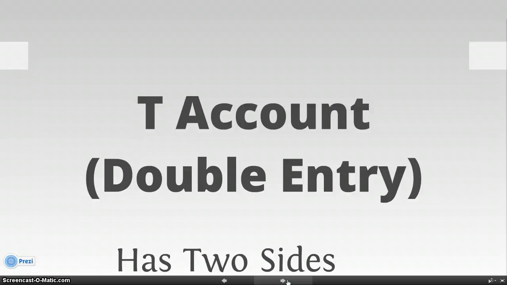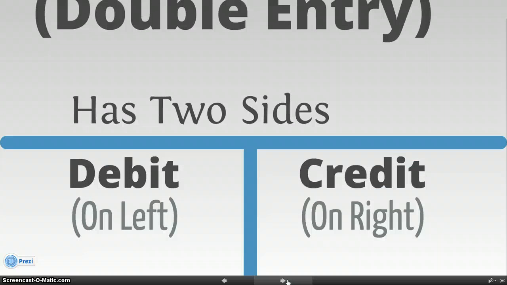One of the most common accounting methods used worldwide is called the double entry method, or T accounts. As you can guess, it has two sides, debit and credit. Remember, debit always goes on the left, credit on the right. And as we will find out in a minute, any increase in money or increase in an activity does not always mean debit. Sometimes it means debit, sometimes it means credit. That's where the confusion starts.